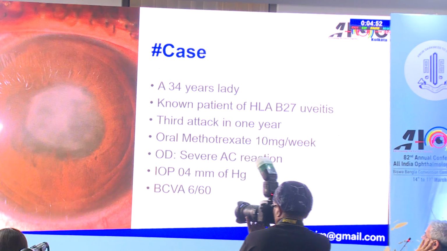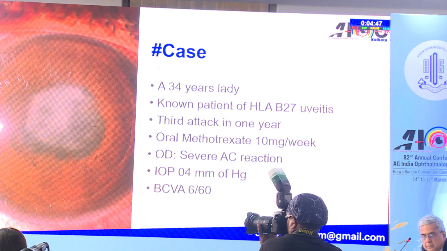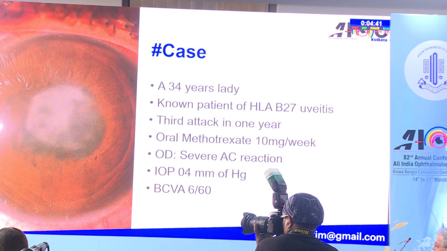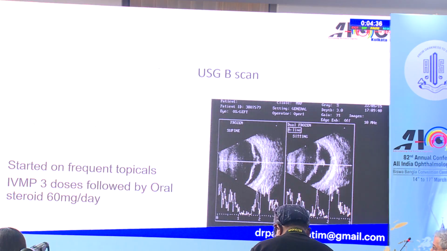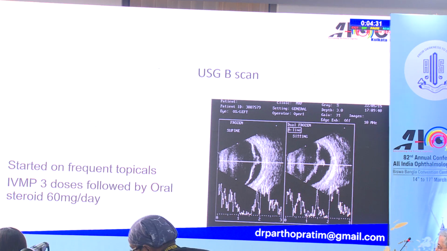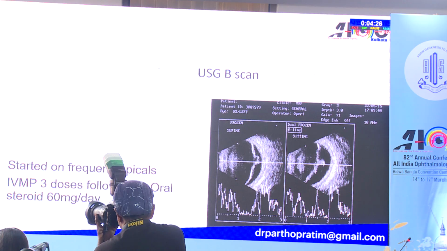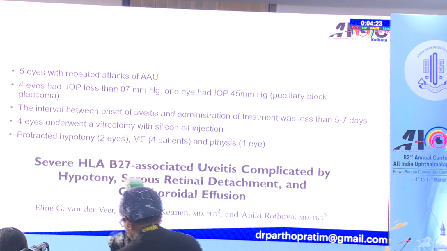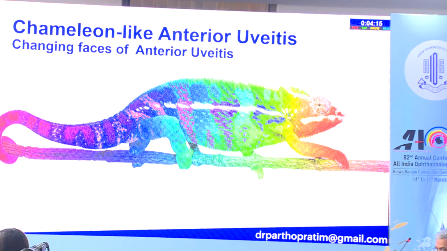This is another HLA-B27 uveitis, a 34-year-old lady with the third attack in a year, though the patient was on methotrexate at a somewhat subtherapeutic dose. You can see the lady presented with an intraocular pressure of 4 mm of mercury, and it was actually a case of exudative retinal detachment. So sometimes you can come across this kind of unique presenting feature, and you have to be careful decoding them. This is another piece of literature on how anterior uveitis can be so severe that it can present with serous retinal detachment and choroidal detachment also.